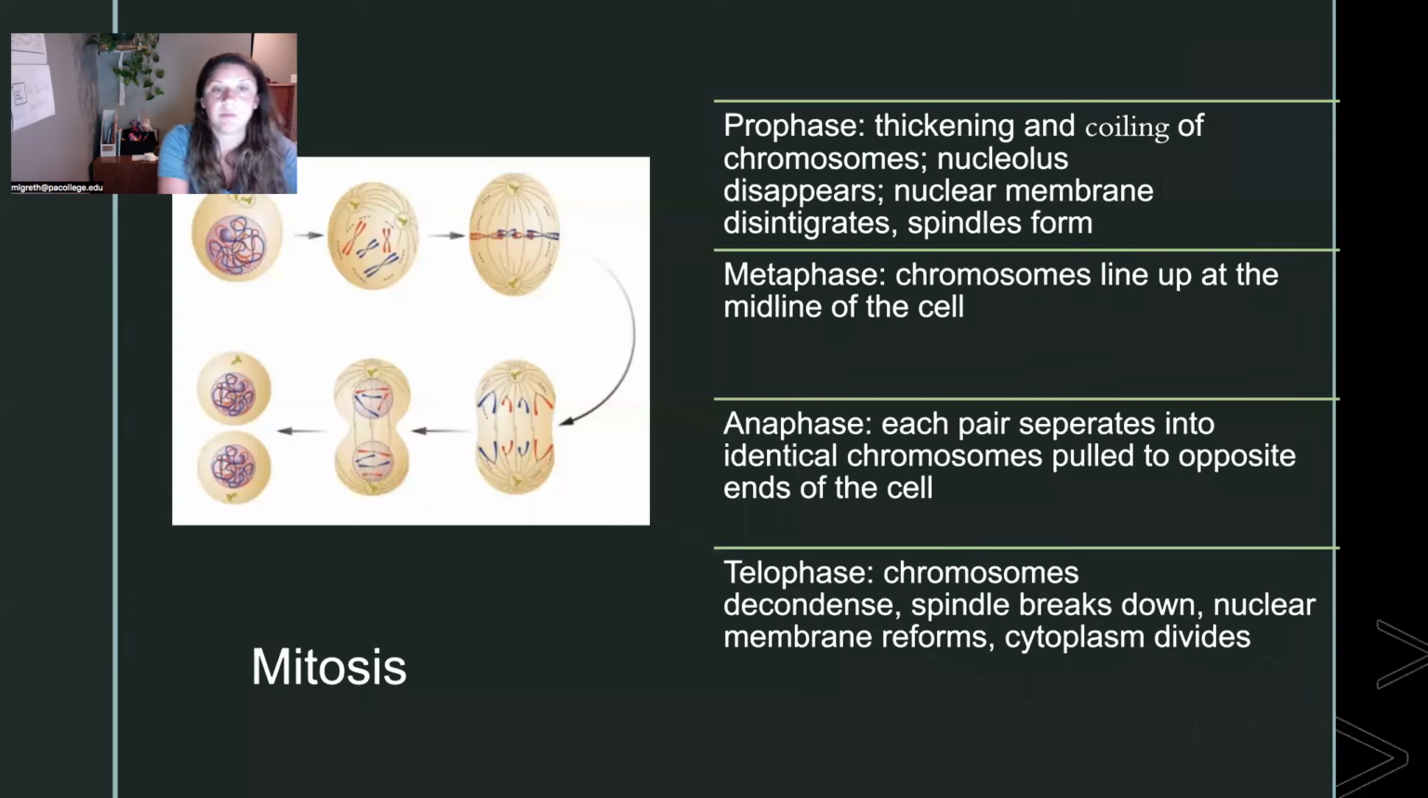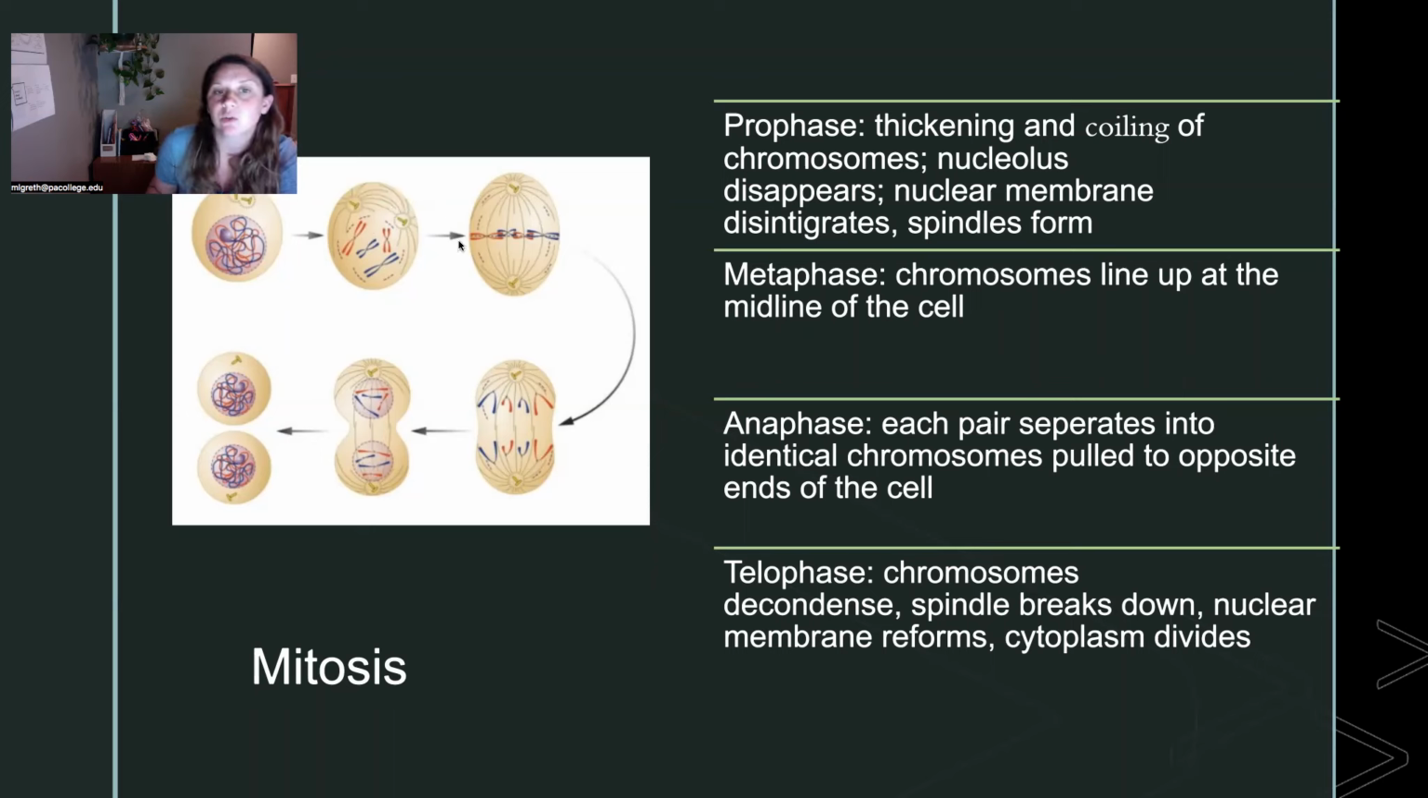Okay, so mitosis. Mitosis is then split into four phases as well. This first phase that you see here is interphase. This is where the DNA has replicated. Then you head into prophase. This is the thickening and coiling of the chromosomes. The nucleolus disappears, the nuclear membrane disintegrates, and the spindles start to form.